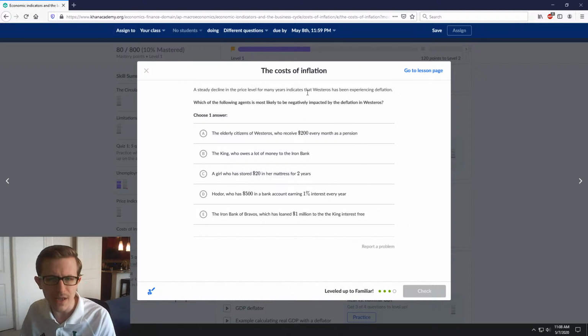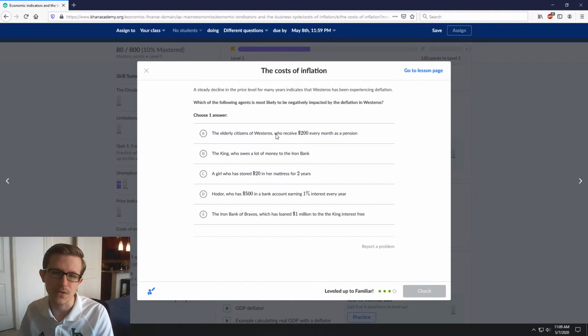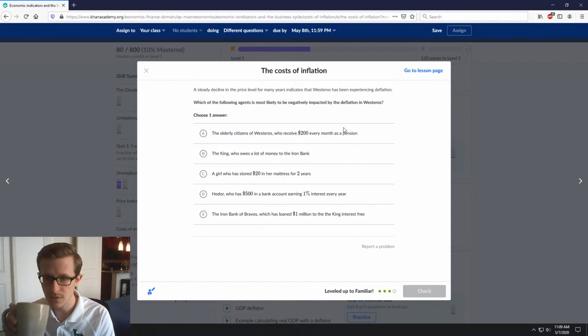So, negatively impacted by deflation, meaning that the value of the dollar is essentially going back up. So the elderly citizens of Westeros who receive $200 every month as a pension. So since currency is effectively becoming more valuable, if they have that fixed rate that they're receiving, is that $200 effectively going to be worth more, or is it going to be worth less?